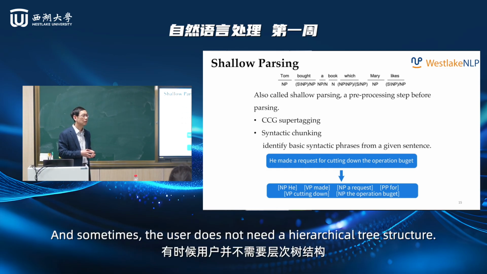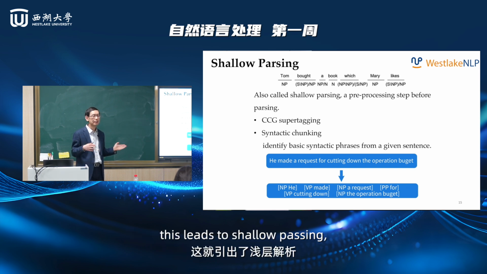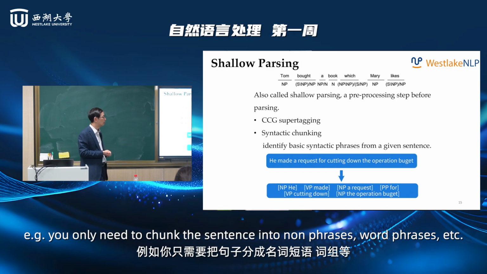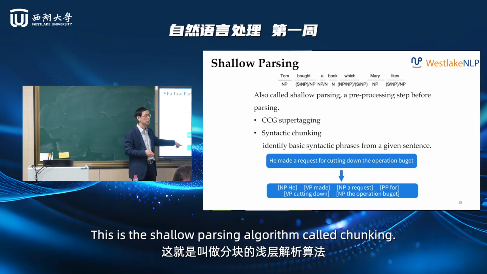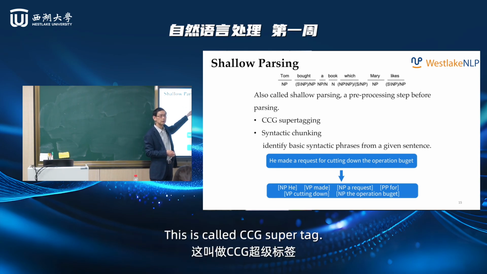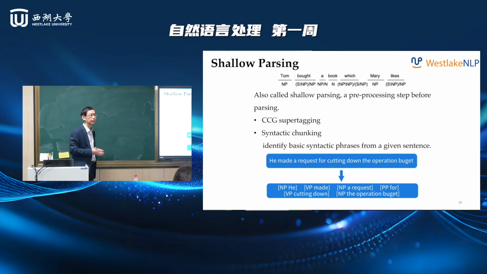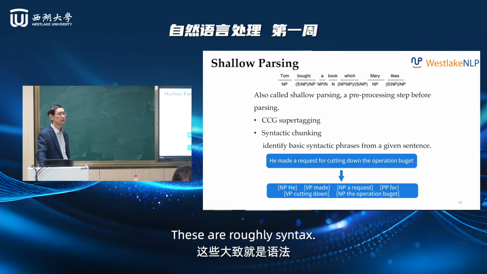And sometimes the user does not need a hierarchical tree structure. They only need part of the tree or spans. So this leads to shallow parsing. For example, you only need to chunk the sentence into noun phrases, verb phrases, etc. So this is a shallow parsing algorithm called chunking. Or people only need to get the categories on each word. So this is called CCG supertagging. All right? The shallow versions of parsing. Okay, so these are roughly syntax.